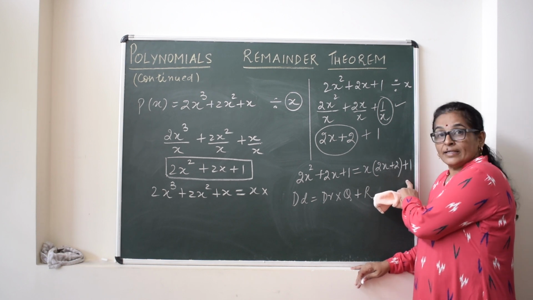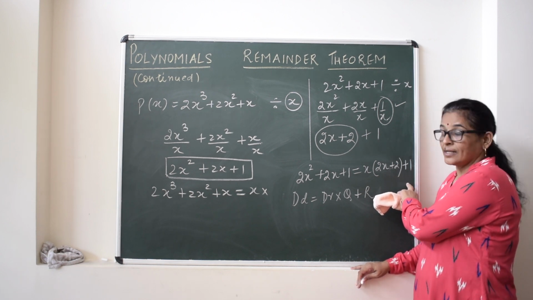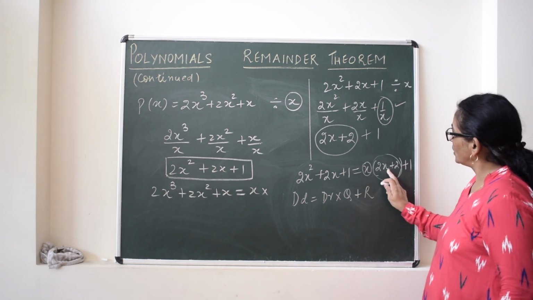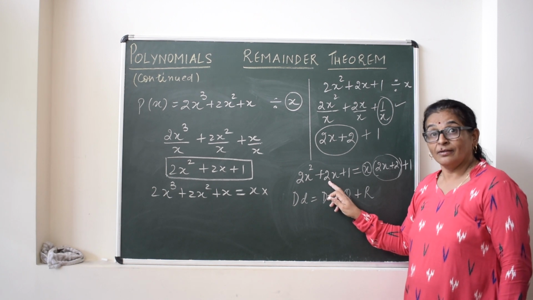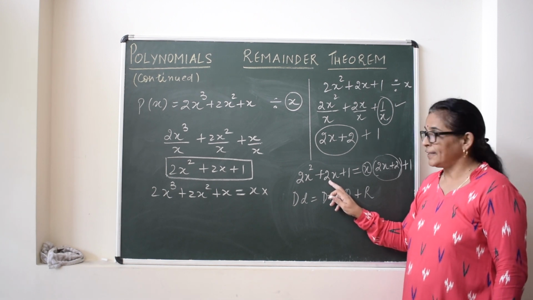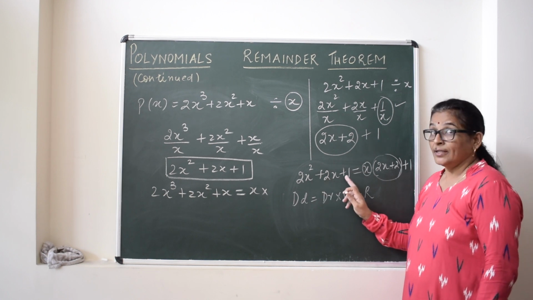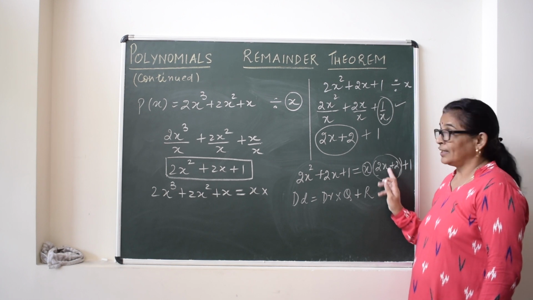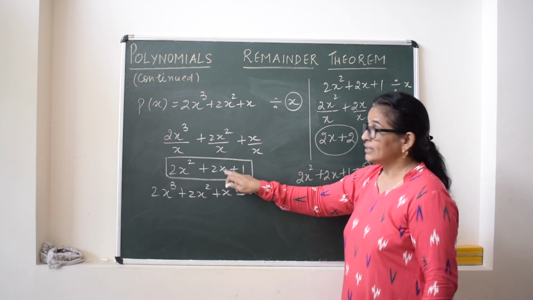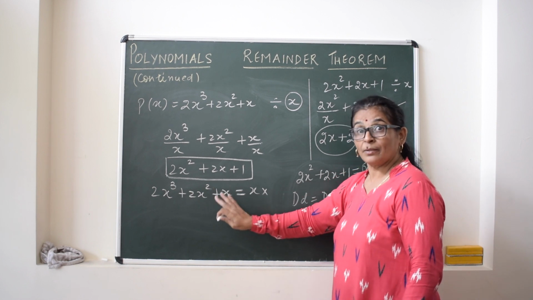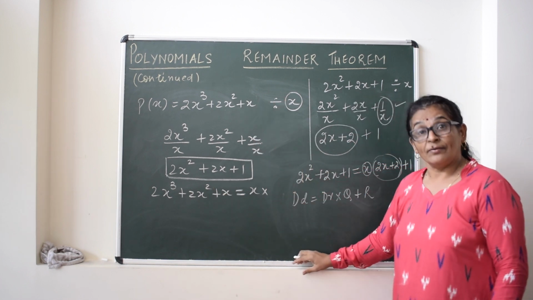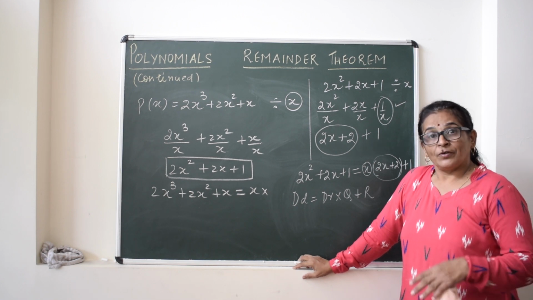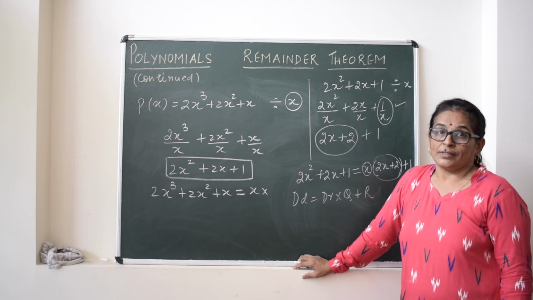Since this remainder is not 0, it means that this divisor as well as this quotient both are not factors of the given dividend. Or in other words, this dividend, which is a polynomial, is not a multiple of x as well as 2x plus 2. But in the earlier case, the dividend was a multiple of the quotient as well as the divisor, since the remainder was 0. So now we will see further how to divide two polynomials.